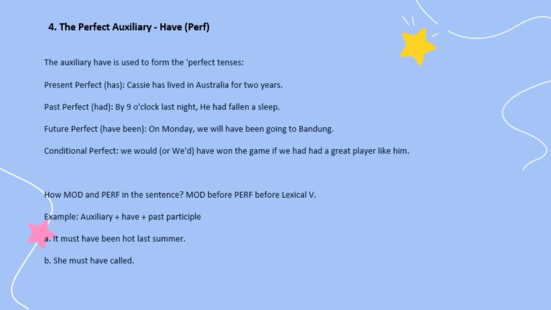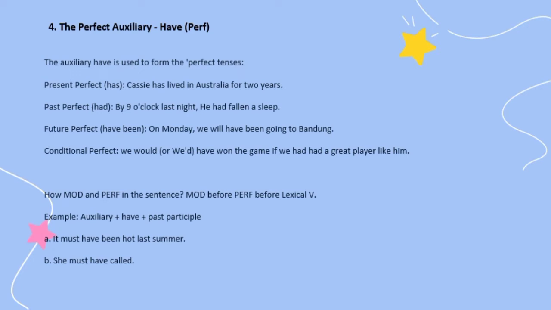And then number 4 is the perfect auxiliary. The auxiliary have is used to form the perfect tense. The first, present perfect, has. Example, Cassie has lived in Australia for 2 years. In the past perfect, had. The example, by 9 o'clock last night, he had fallen asleep.